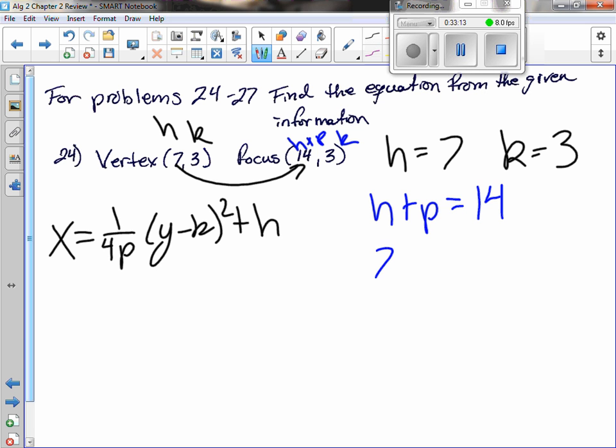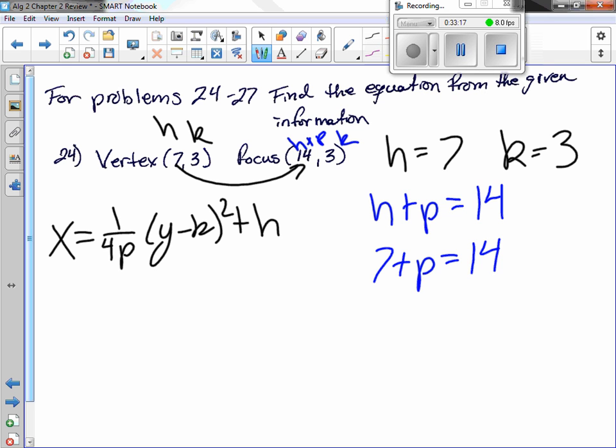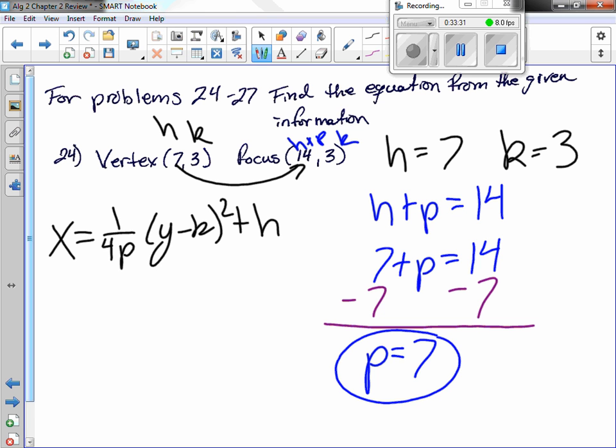Now I know the value of h. H is 7. So once I set that up, I need to just get p by itself. So I'm going to subtract 7 from both sides and get p is equal to 7. So now I have the three values: p, k, and h. Any questions on how we got those values? Any questions on how we got any of these values here?